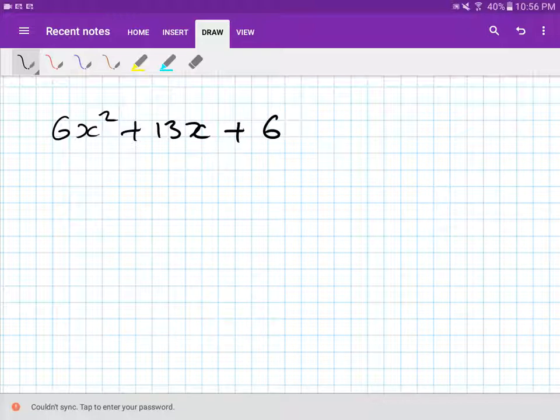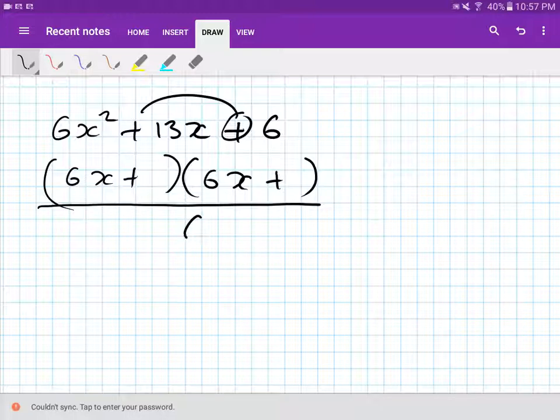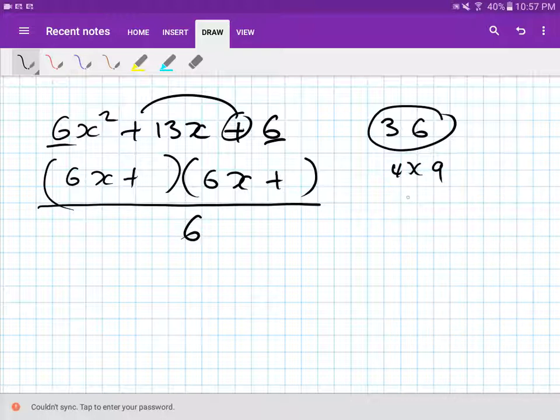So now the next one is, let's say 6x squared plus 13x plus 6. Because it's positive, I just put positive on this side and copy that out. So 6x plus, 6x plus, and everything divided by 6. Now, 6 times 6 is 36. So you need to ask yourself a question: what times what gives me 36, and add to give me 13, because it's plus here. So 36, 4 and 9. And 12 and 3, but I stopped because 4 and 9 is 36 and added gives me 13.